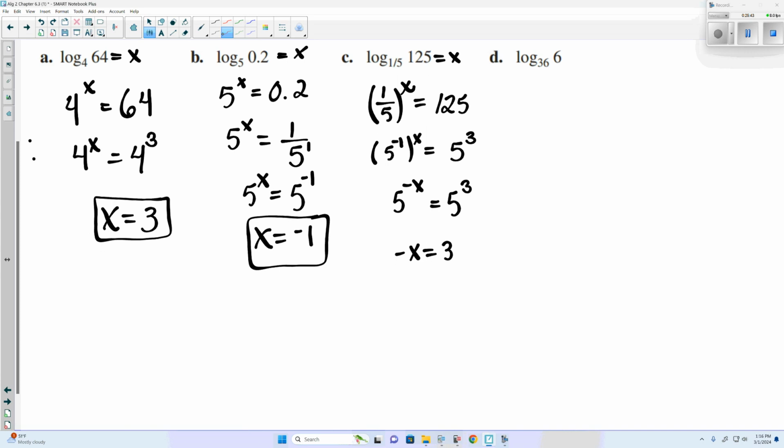Okay. Questions on what we got to this here? To solve for x, we can multiply or divide by -1, telling us x is -3.